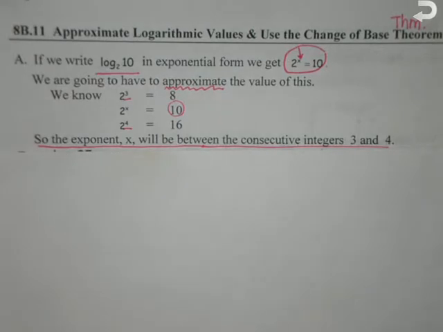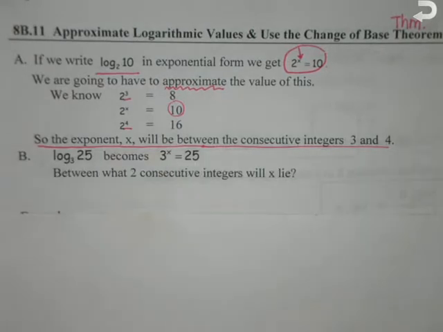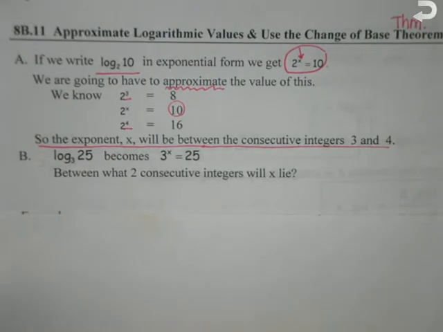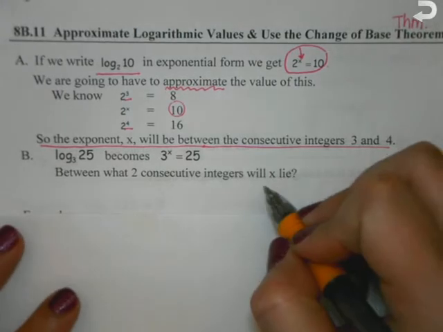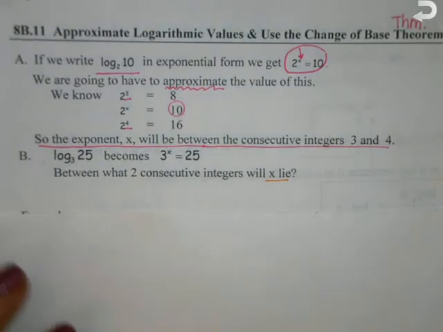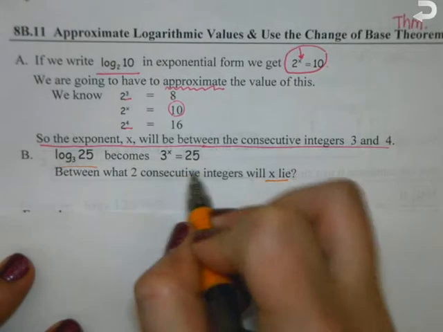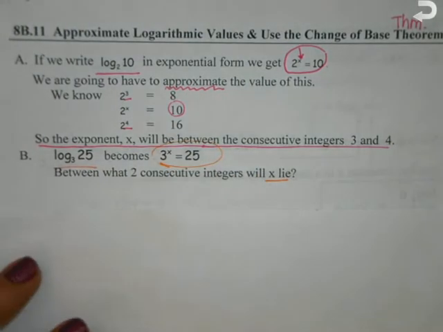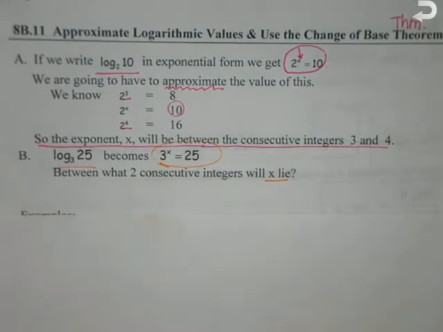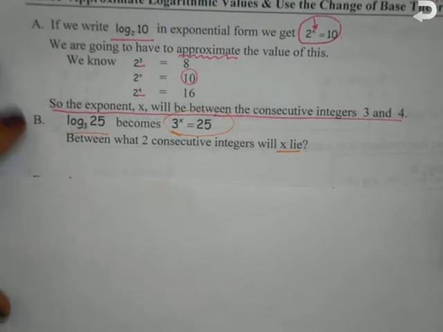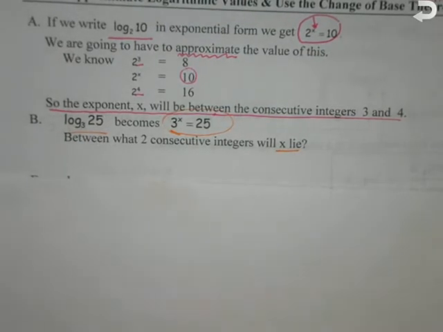Let's do one together. So part B, if I give you log base 3 of 25, between what two consecutive integers does x lie? So we can rewrite this as 3 to the x equals 25, and I want to know between what two integers x falls. Here's how I want you guys to show it. We need to figure out the exponent that is directly below 25, and then the next exponent of 3 that's directly above 25. So let's start with 3 to the second.